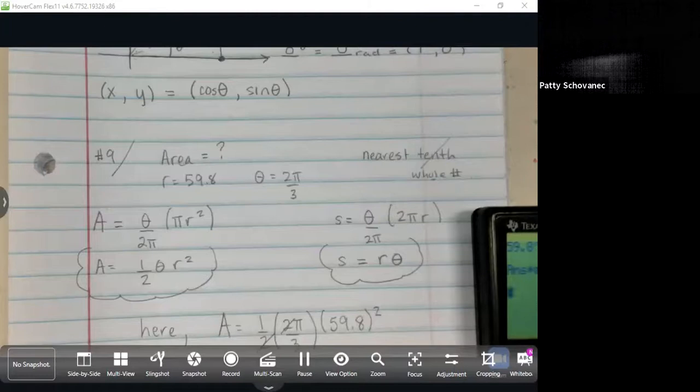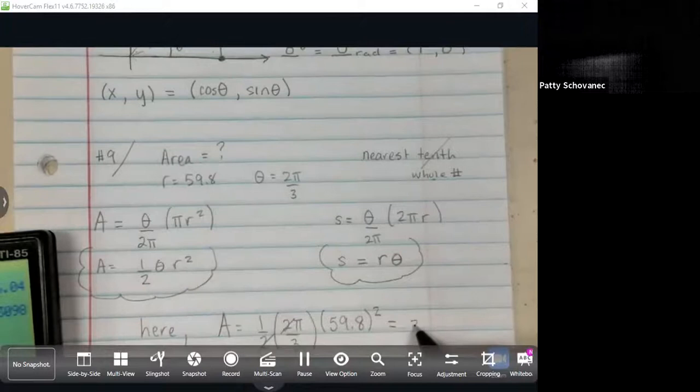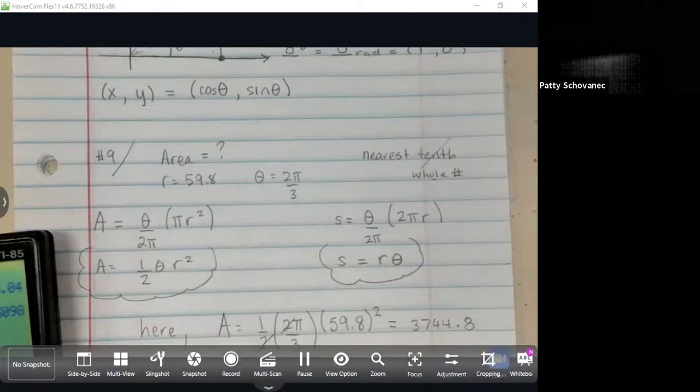Maybe I've got the wrong problem, because I'm getting 3744.8. You got that and it wouldn't take it? No. Try rounding it up to 3745. See if it'll take that. Didn't take that one? All right, then let's go to more decimal places. Why don't you try entering 3744.82?